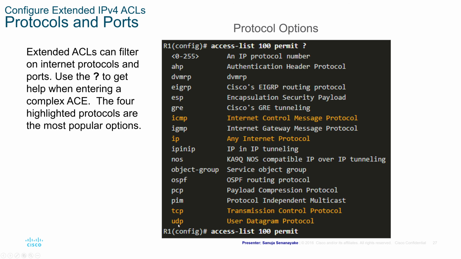However, for your lab exams, your instructor may ask you to use something else, such as EIGRP and OSPF, etc. But most common ones are ICMP, IP, TCP, UDP. So those are the protocol options typically being used in ACLs. Again, you don't need to memorize this for your lab exams because you can use this question mark command to view all the options available to you, but have a general knowledge of these options so that you are better at understanding the concepts behind ACLs.